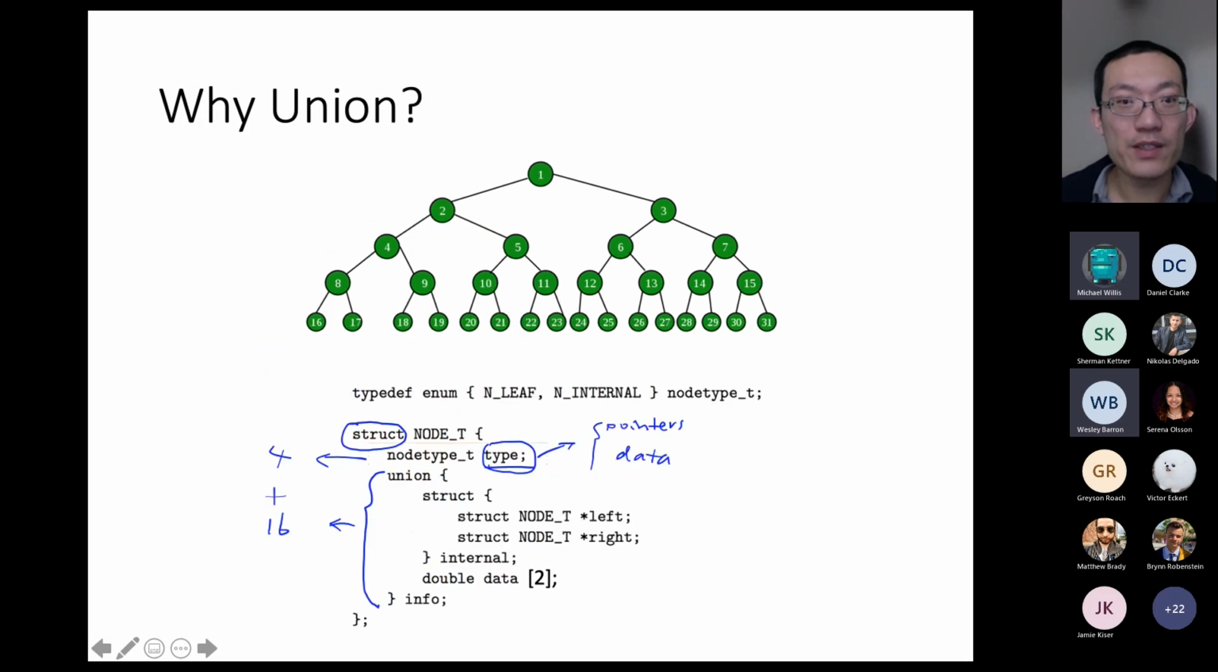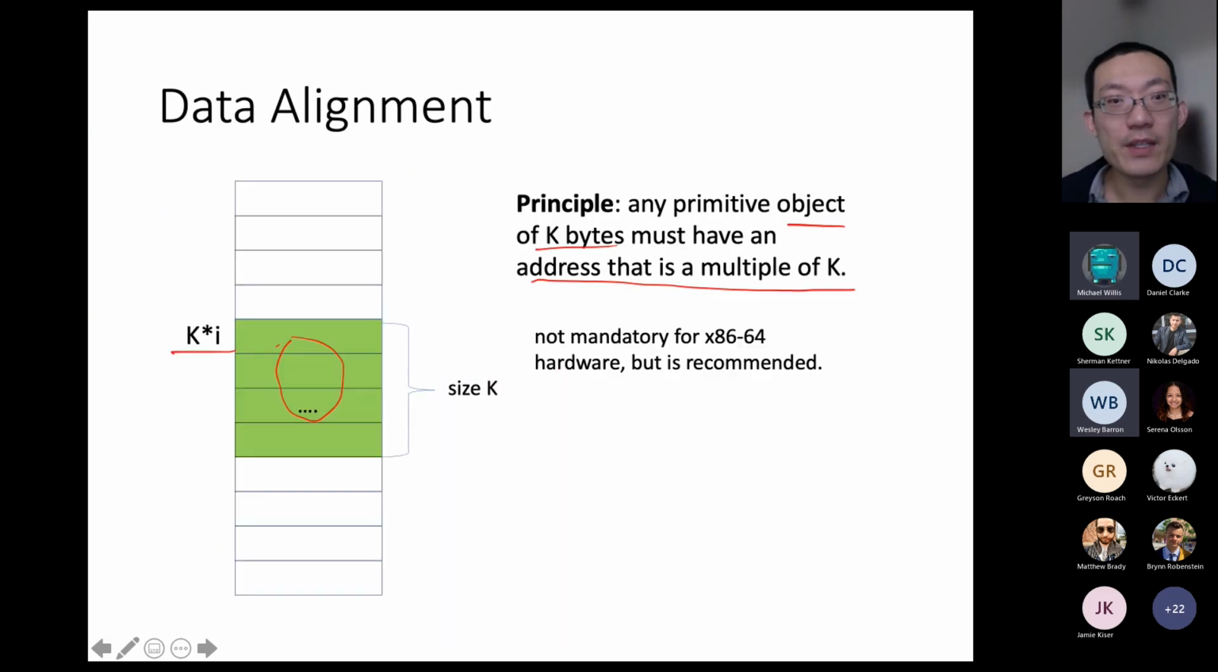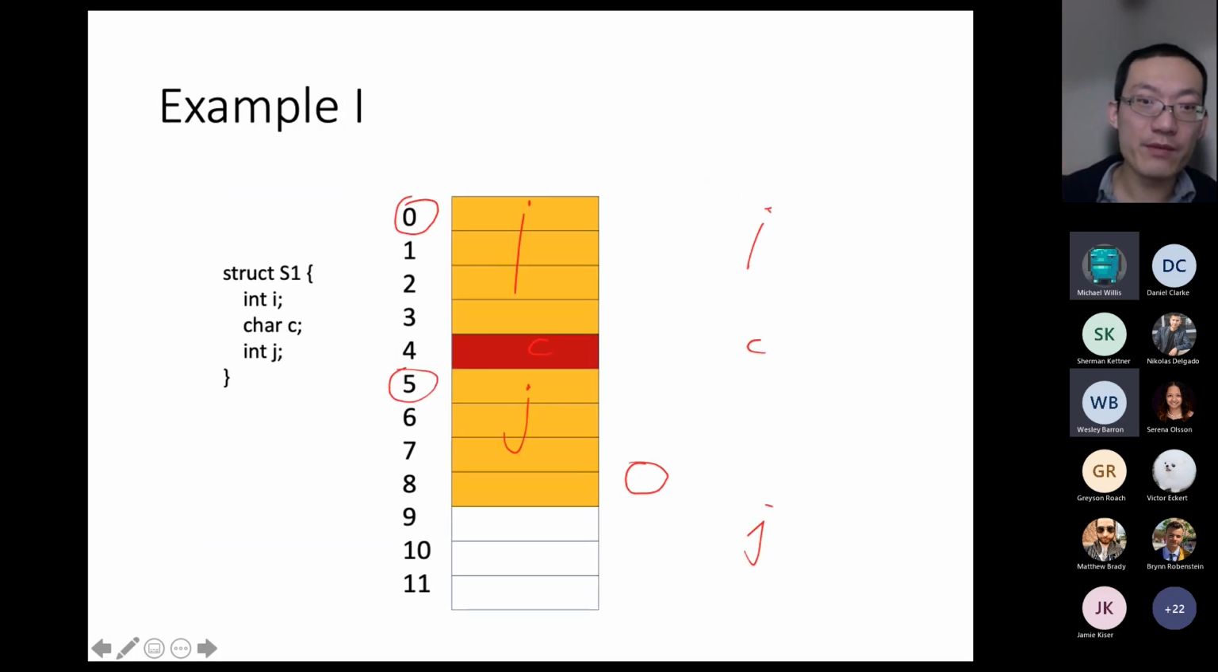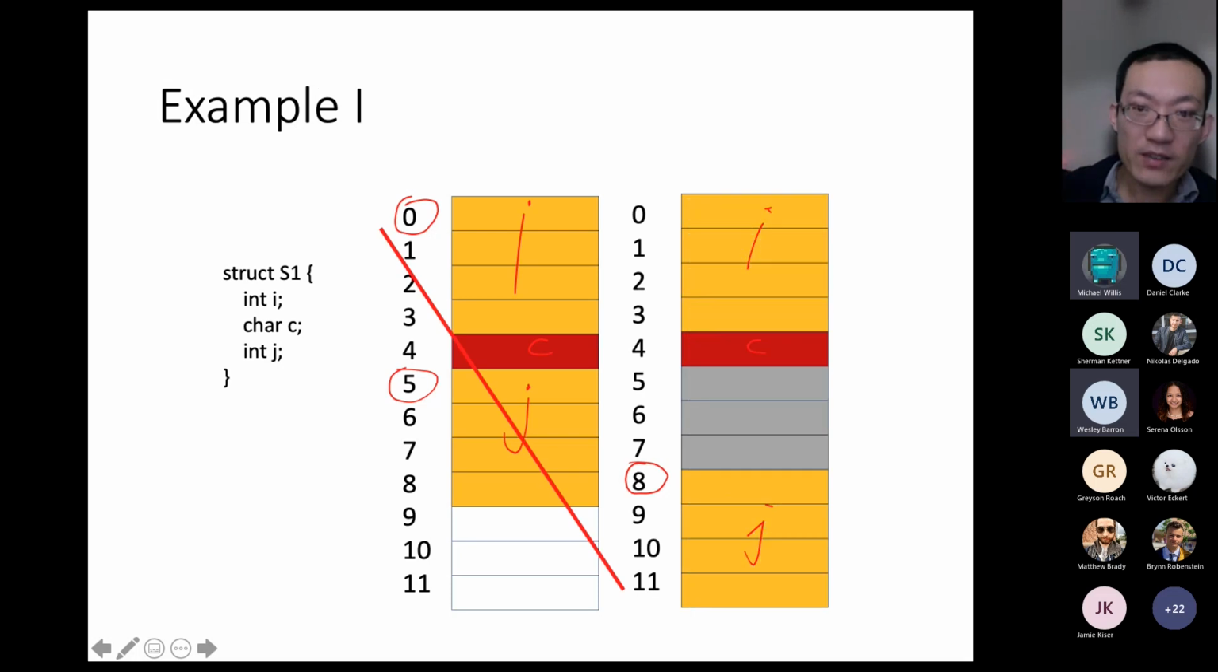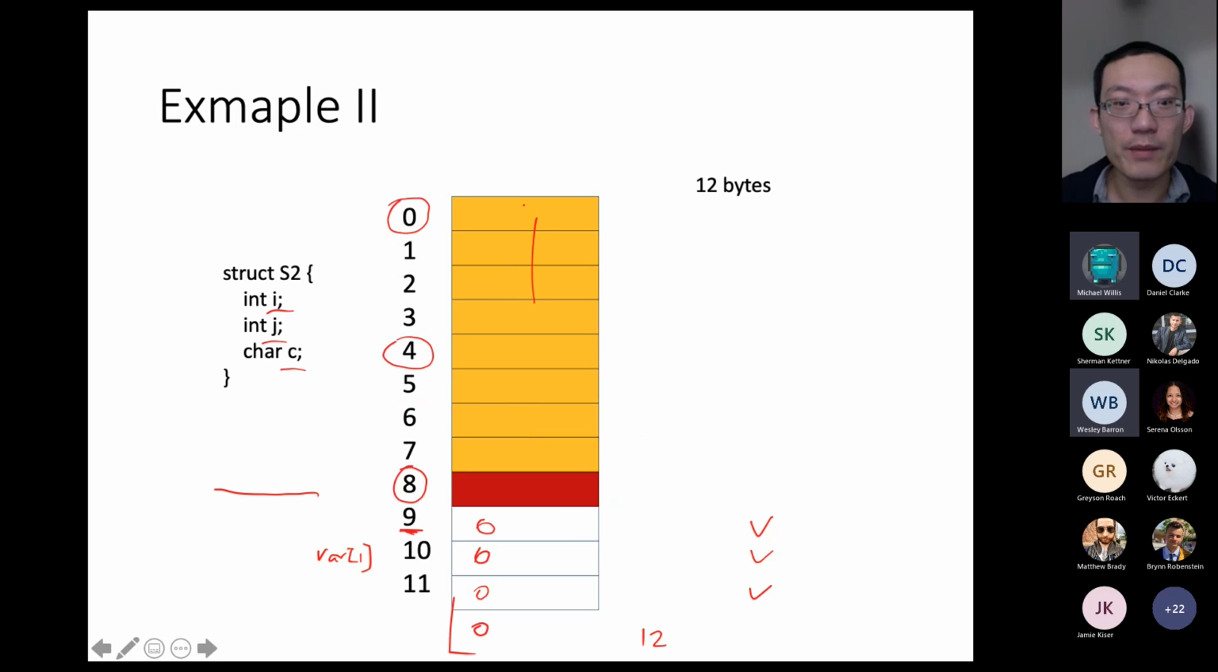And also we talk about data alignment. Data alignment is when we have an object or variable of k bytes, for example, 4 bytes, we must make the starting address to be a multiple of k or 4. Because we have such a requirement, sometimes we need to insert some blank space so that every variable in the memory satisfies the data alignment requirement.